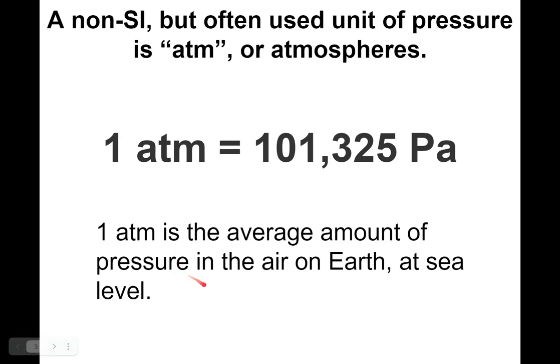So 1 atmosphere is the average amount of pressure in the air on Earth at sea level. So sometimes we just assume that the pressure is 1 atmosphere. The pressure, of course, is always going up and down because of the weather and everything. But in science, sometimes the real world is too complicated, and we make simplifications.